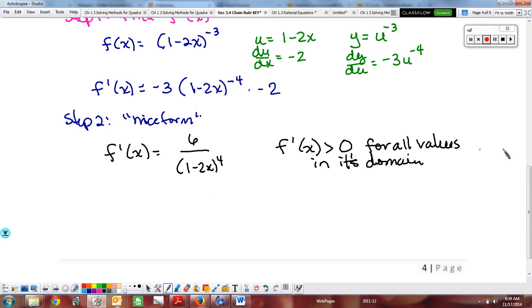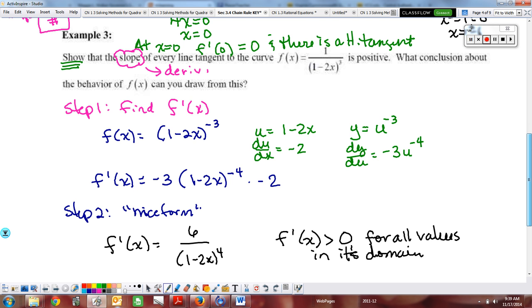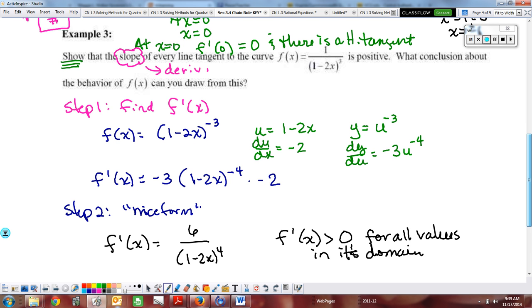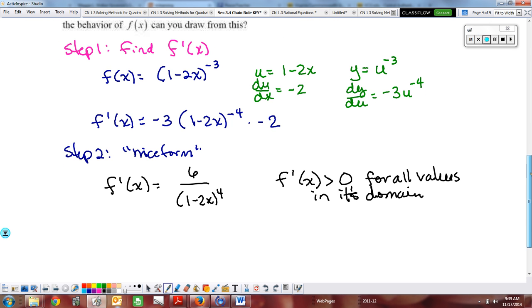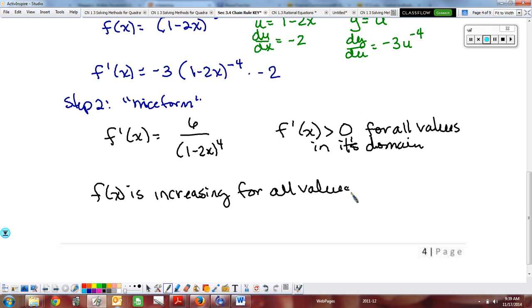Now, what might be more interesting in this problem is to figure out what we know about the fact that our derivative is always positive. Our derivative is always positive means that f of x is going to be increasing for all values in its domain.